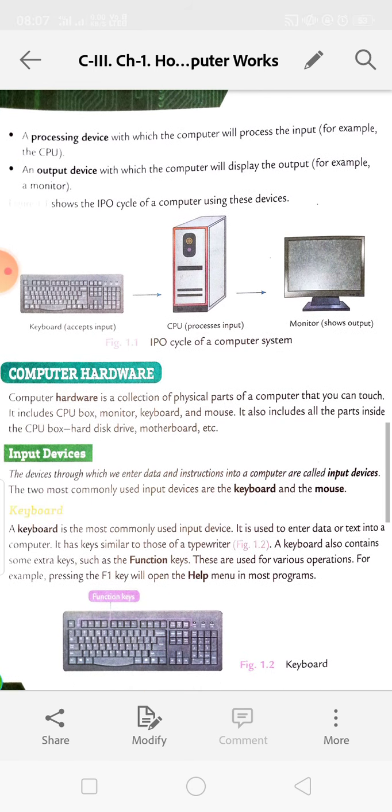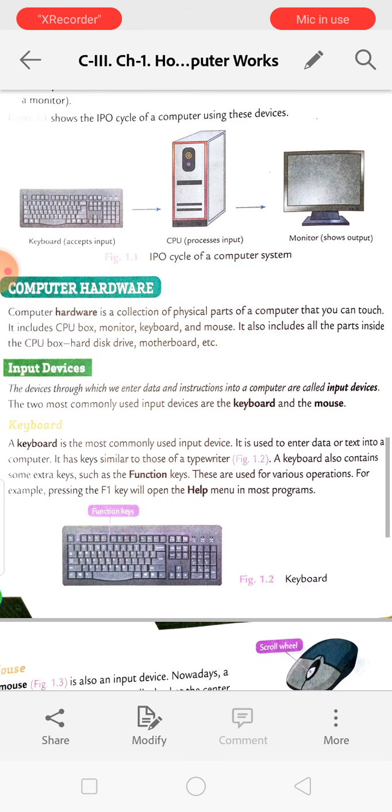Now today we will read about computer hardware. Computer hardware is a collection of physical parts of a computer that you can touch. It includes the CPU box, monitor, keyboard, and mouse. It also includes all the parts inside the CPU box, the hard disk drive, motherboard, etc.